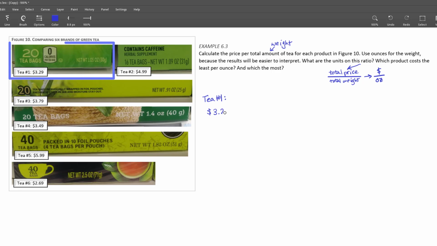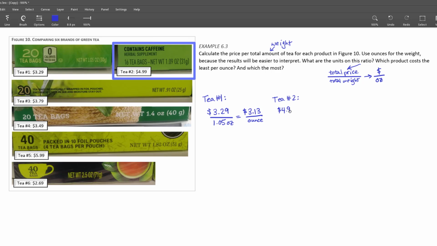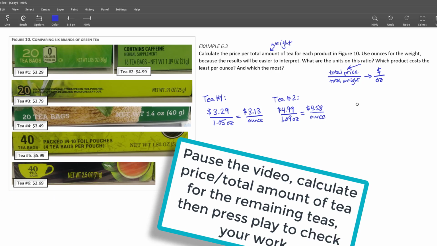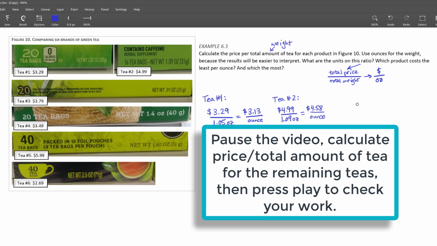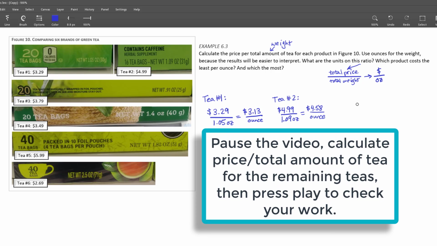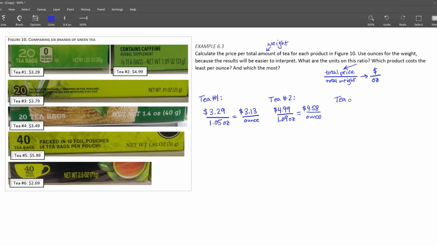So for tea number 1, the price is $3.29, and the total number of ounces of tea in this box is 1.05 ounces. Rounding that to 2 decimals, you get $3.13 per ounce. Tea number 2 was $4.99, how much it cost, and you get 1.09 ounces of tea, so that is $4.58 per ounce. Now, if you wouldn't mind, pause the video, calculate this ratio for the other 4 teas, and meet me back here to look at the answers.